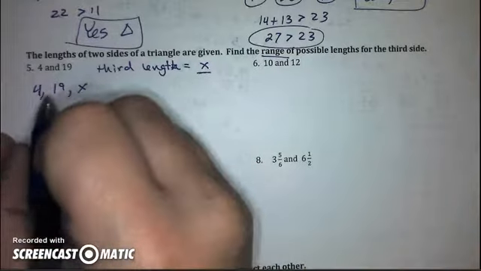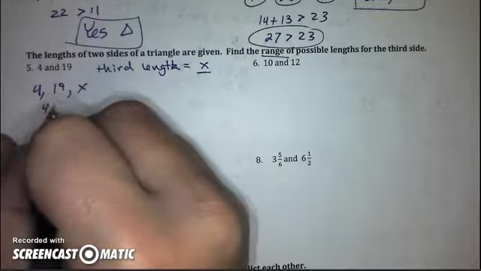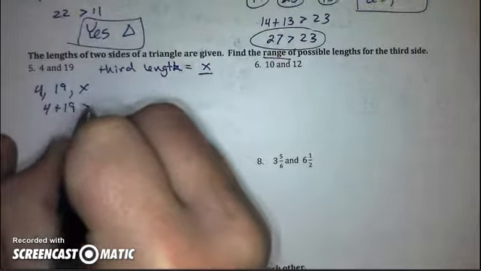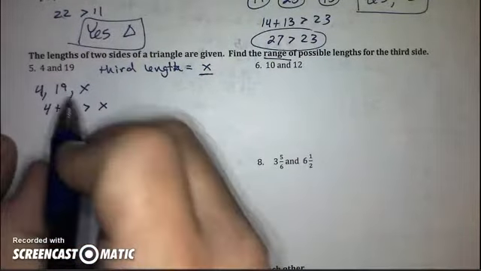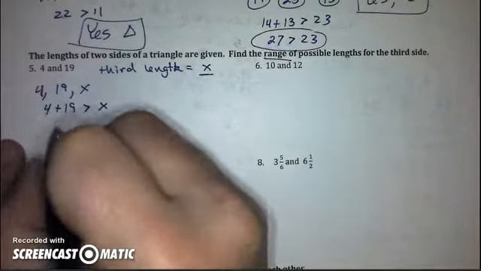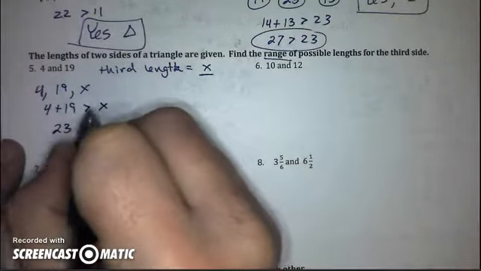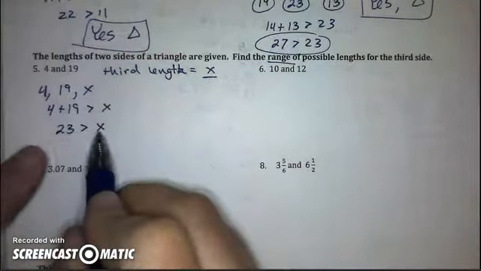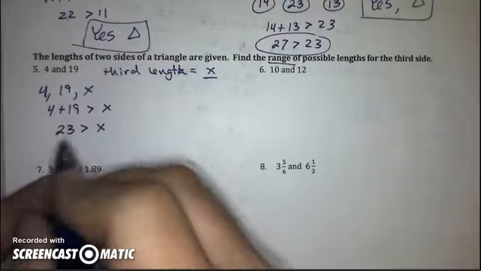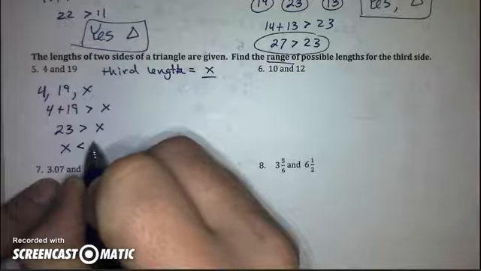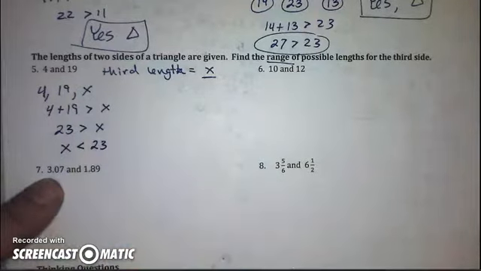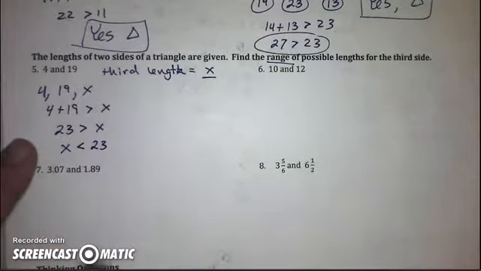So first we're going to try 4 plus 19. I know that 4 plus 19 has to be greater than x. Any two sides should add up to more than the third. So when I add these, 4 plus 19 is 23. 23 should be greater than x, and if you remember how to work with inequalities, we have to flip that around. That means x can be no more than 23. In fact, it can't equal 23 either. x has to be less than 23.